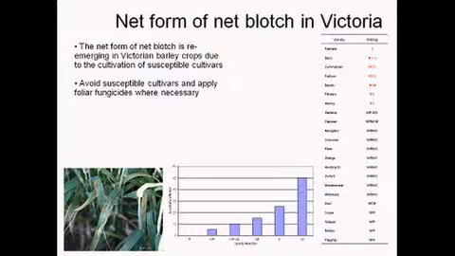Where we do see net form net blotch is where we get varieties that are susceptible when grown, and we've been seeing some of that in Fairview. If we move our varieties from what we're growing at the moment, where we have adequate resistance, to the more susceptible ones, this will become an important disease.